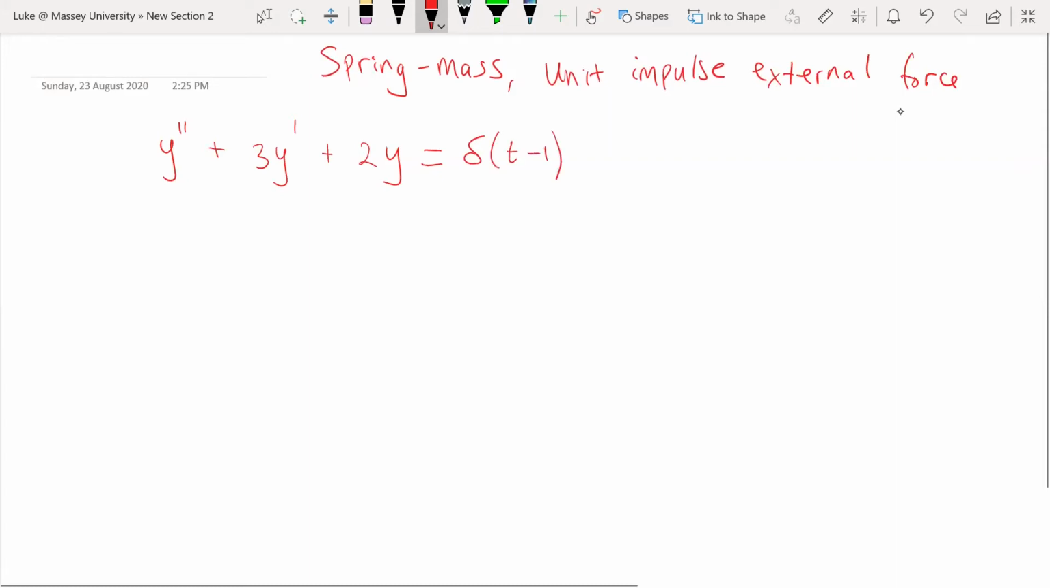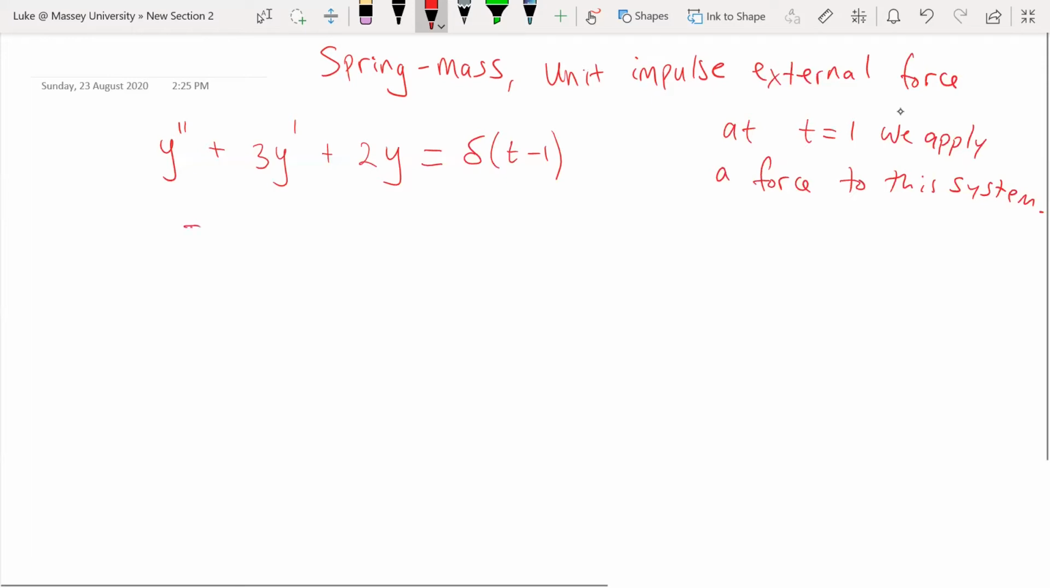So what this means is that at time t equals 1, we apply a force to the system. And it's just an impulse force, so this is not a force that we're constantly applying. This is just a force that we apply once very quickly. So that's what this unit impulse represents.